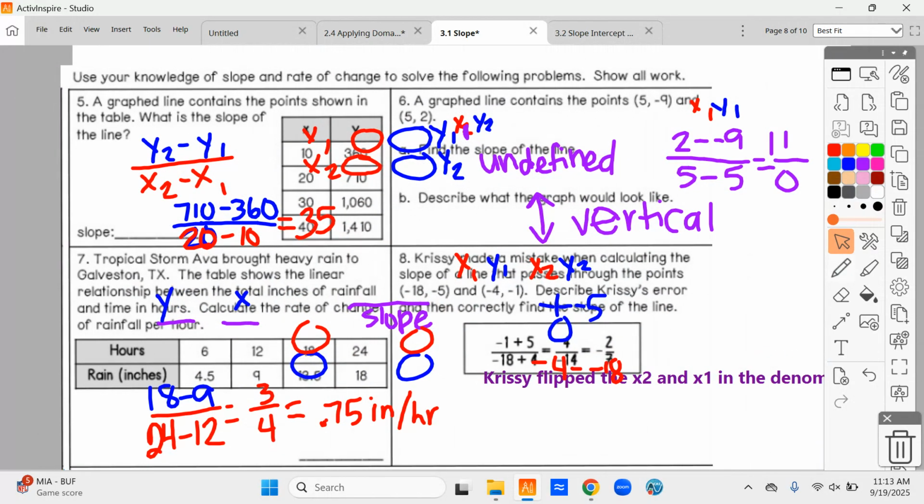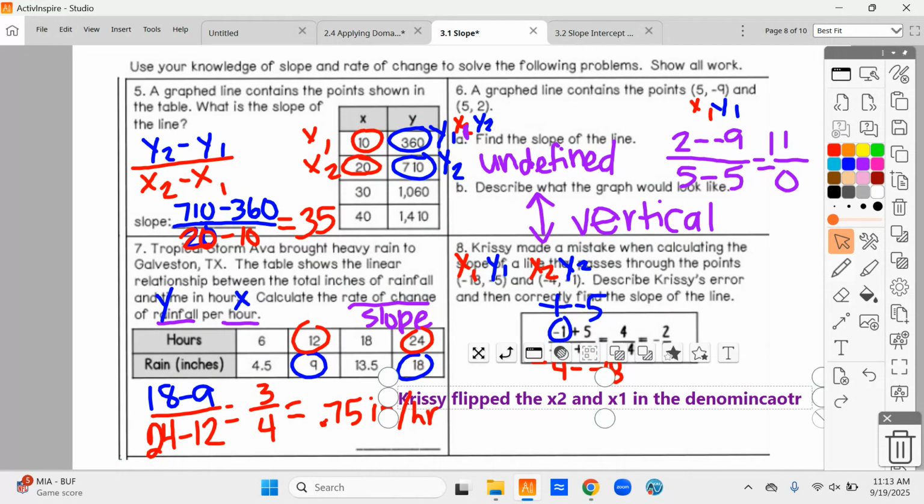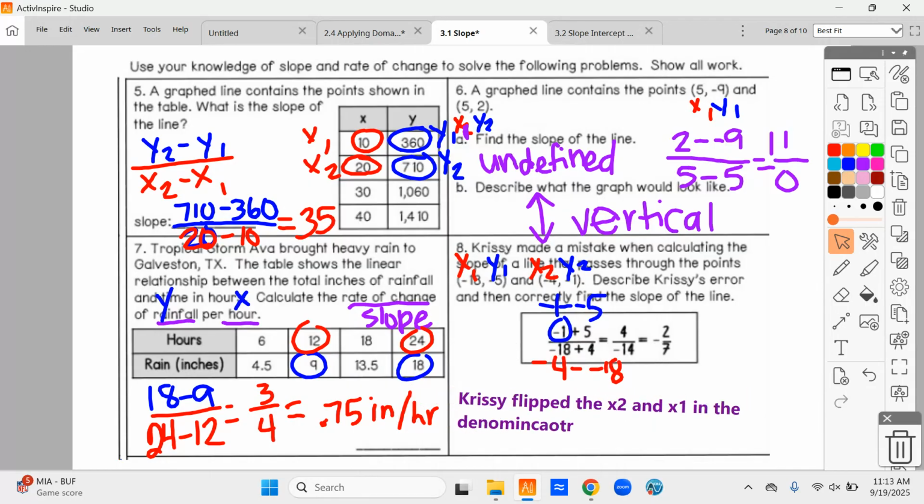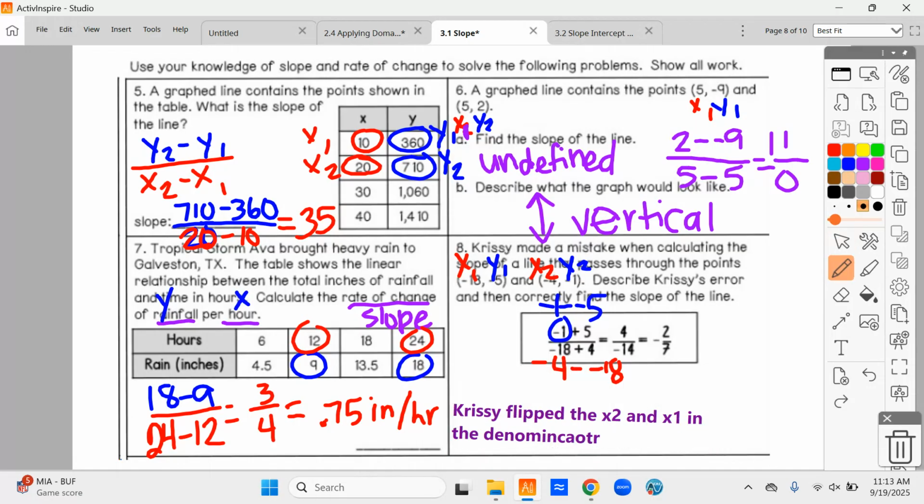So we've started to figure this problem out, and we did decide that her numerator was correct. She was good with the 4, but then negative 4 minus negative 18 would be negative 4 plus 18, which would be a positive 14. 4 over 14 would simplify to 1. No, it doesn't simplify to 1/7, it would simplify to 2/7. So the correct slope would be 2/7.